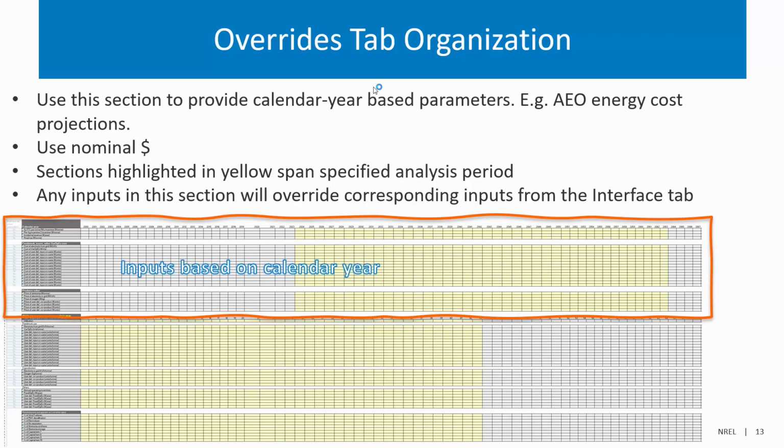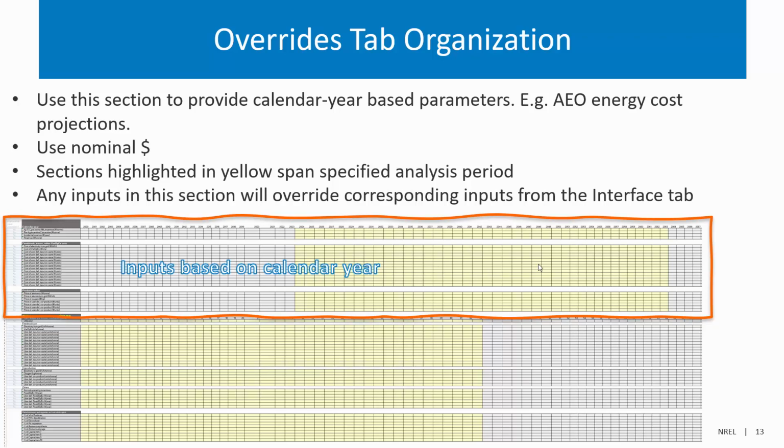Next, I'm going to describe what goes on in the overrides tab. You have two general sections. One is to allow you to customize profile over time in terms of calendar year. For example, if you want to use Annual Energy Outlook for price projection, you would provide that price projection here. One thing to note is that any inputs that you provide here have to be in nominal dollars. In general, finance is done on a nominal dollars basis. If you put in real dollars here, it would effectively underestimate the cost or the expense, as real dollars actually discount the value of future dollars. AEO, for example, does report both nominal and real dollars. Make sure to use the nominal dollar projections for anything that you populate in this section.